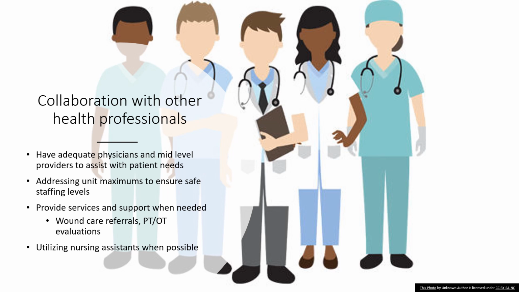So I've seen this a lot in OR. If they're scheduling too many elective surgeries, but they don't have the staff to recover them or they don't have beds for the patients to go to, these are safe staffing levels that need to be addressed. And working interprofessionally to tell them like, hey, we don't have enough recovery nurses for you to be having these surgeries. Do we have this available staff to provide services and support such as wound care referrals or PT and OT like I mentioned before? And then are we utilizing our nursing assistants to the best of our ability?